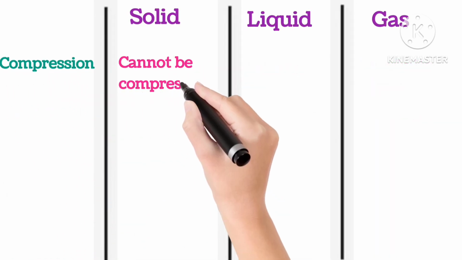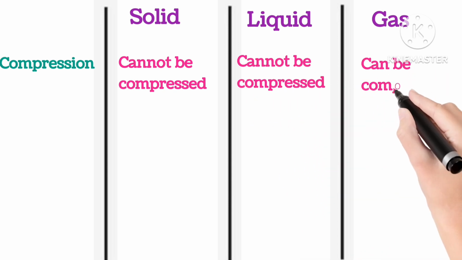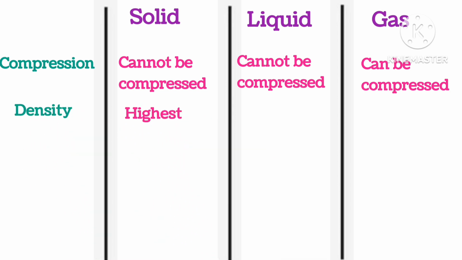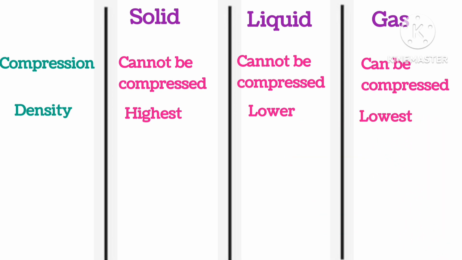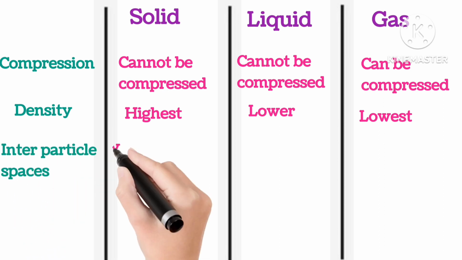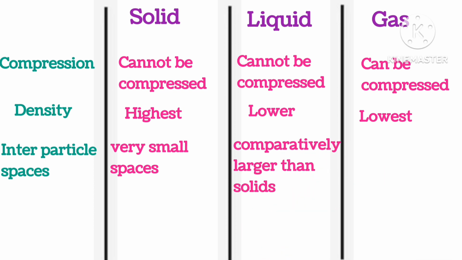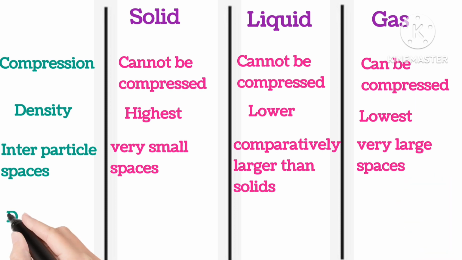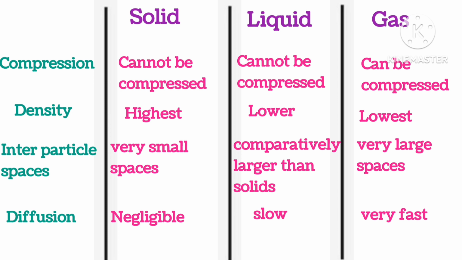Compression. Solids cannot be compressed, liquids cannot be compressed, but gases can be compressed. Density. Solids have highest density, liquids have lower density, and gases have lowest density. Interparticle spaces are very small between the molecules of solid, comparatively larger than solids in liquid, and very large between the molecules in gases. Diffusion is negligible in solid, slow in liquid, and very fast in gases.